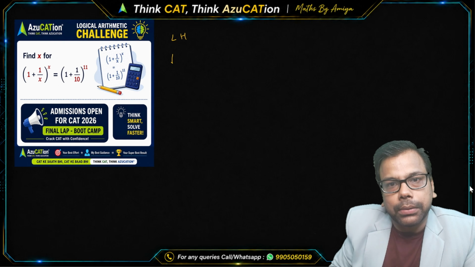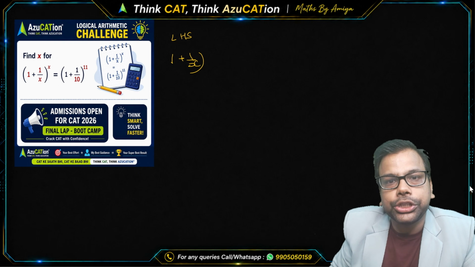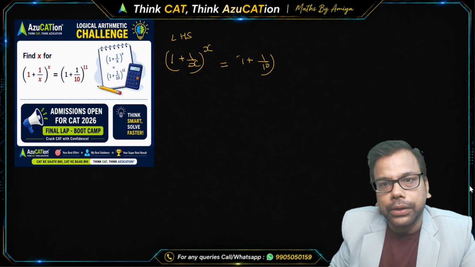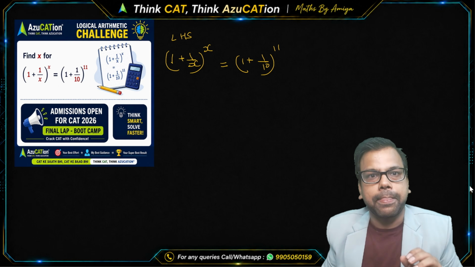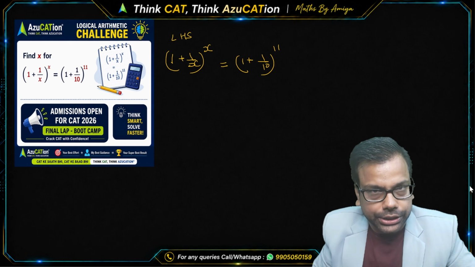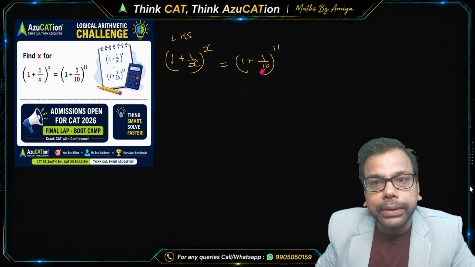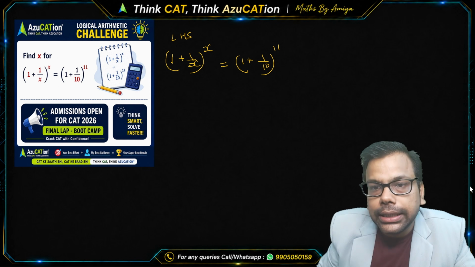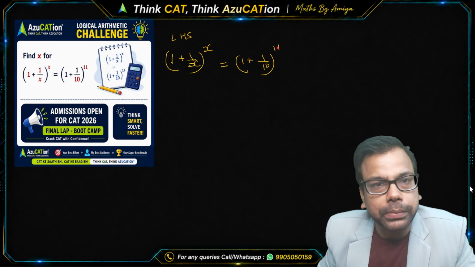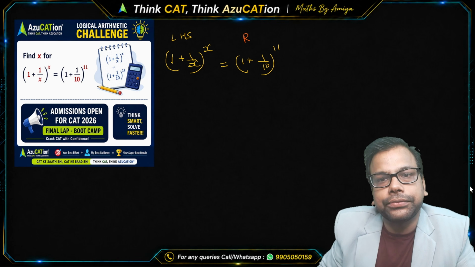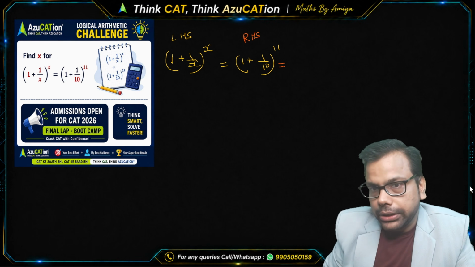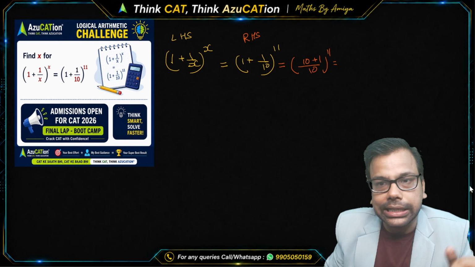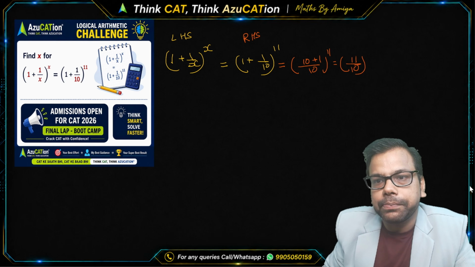In the LHS, we have 1 plus 1 by x raised to power x. In the RHS, we have 1 plus 1 by 10 raised to power 11. Here the condition is, we should have a common base and the common power. But here the base is 10 and the power is 11. So we need to work in such a way that the denominator should be the same and the numerator should be the same. So let's work on the RHS first. If we solve this, this is 10 plus 1 divided by 10, raised to power 11, and this is equal to 11 by 10 raised to power 11.